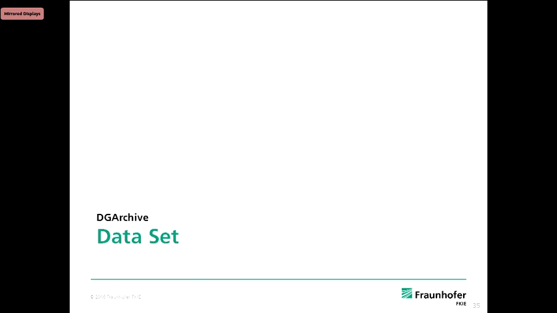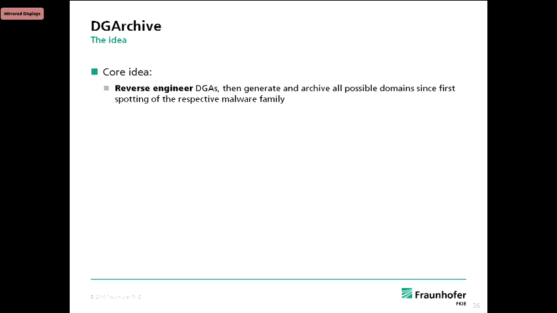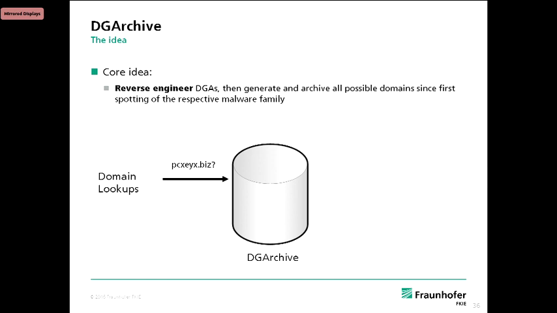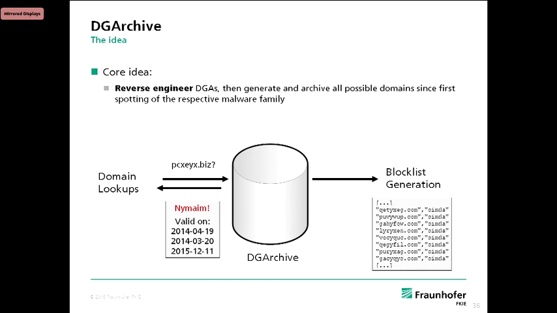OK, so for the data set, this is basically the core idea, which connects to the example that I gave in my foreword. By reverse engineering, the idea was basically to generate and archive as many of those domains as possible. So we ended up with this database with this core idea. I don't have to guess what the domain might be. I would just ask my database, do you know that one? And it would tell me, OK, it's that family, and this domain is valid on this and that day. And the logical next step was, if I'm able to predict which domains are valid on which days, I can derive block lists for all of the given days.